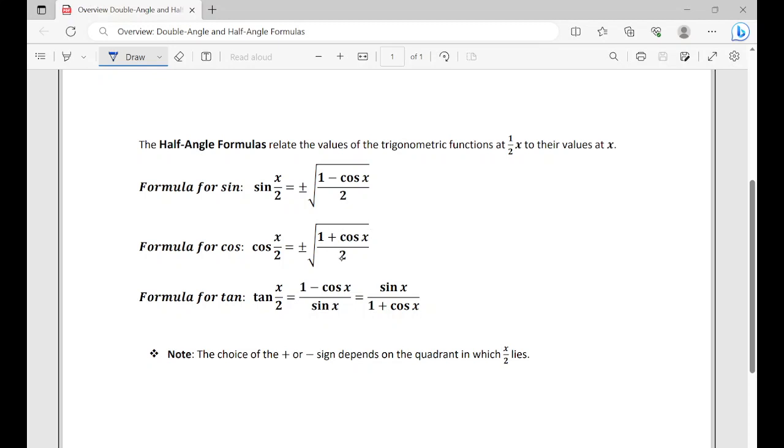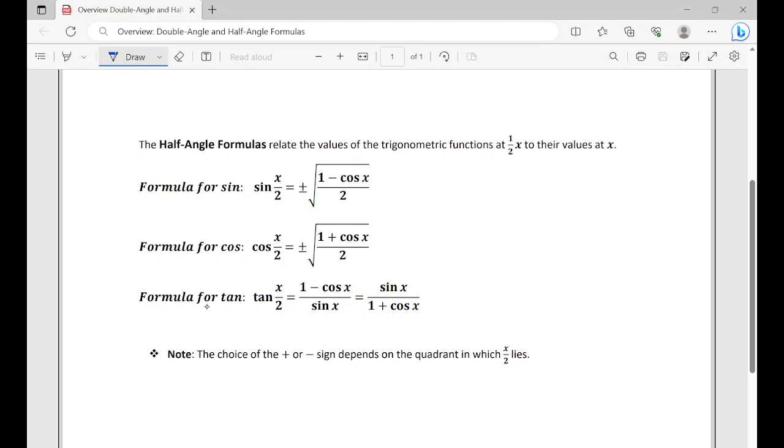And you'll see for sine and cosine, the only real difference is the minus or the plus. If you're dealing with sine, it should be a minus on the inside. And if you're dealing with cosine, it should be a plus on the inside. Otherwise, they're the exact same 2 formulas.